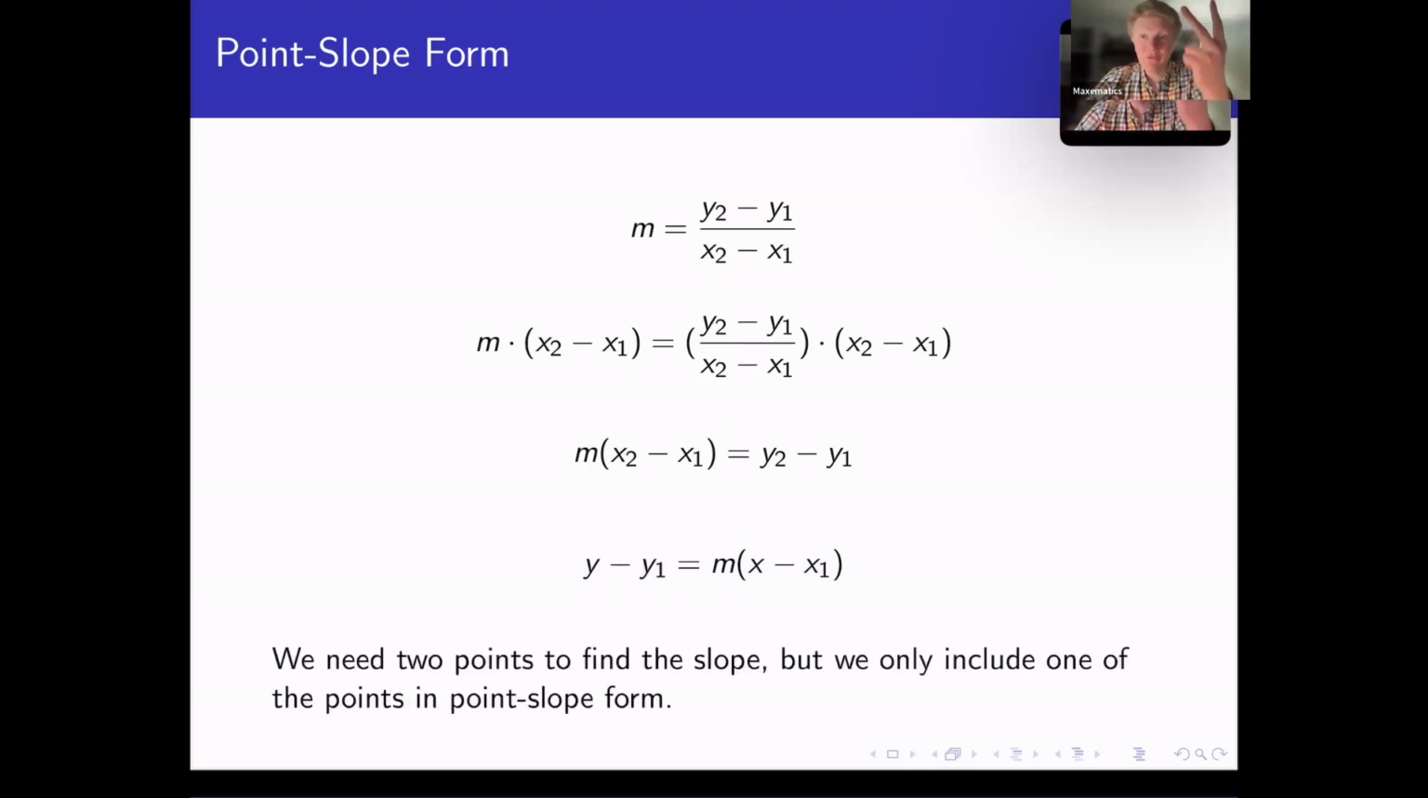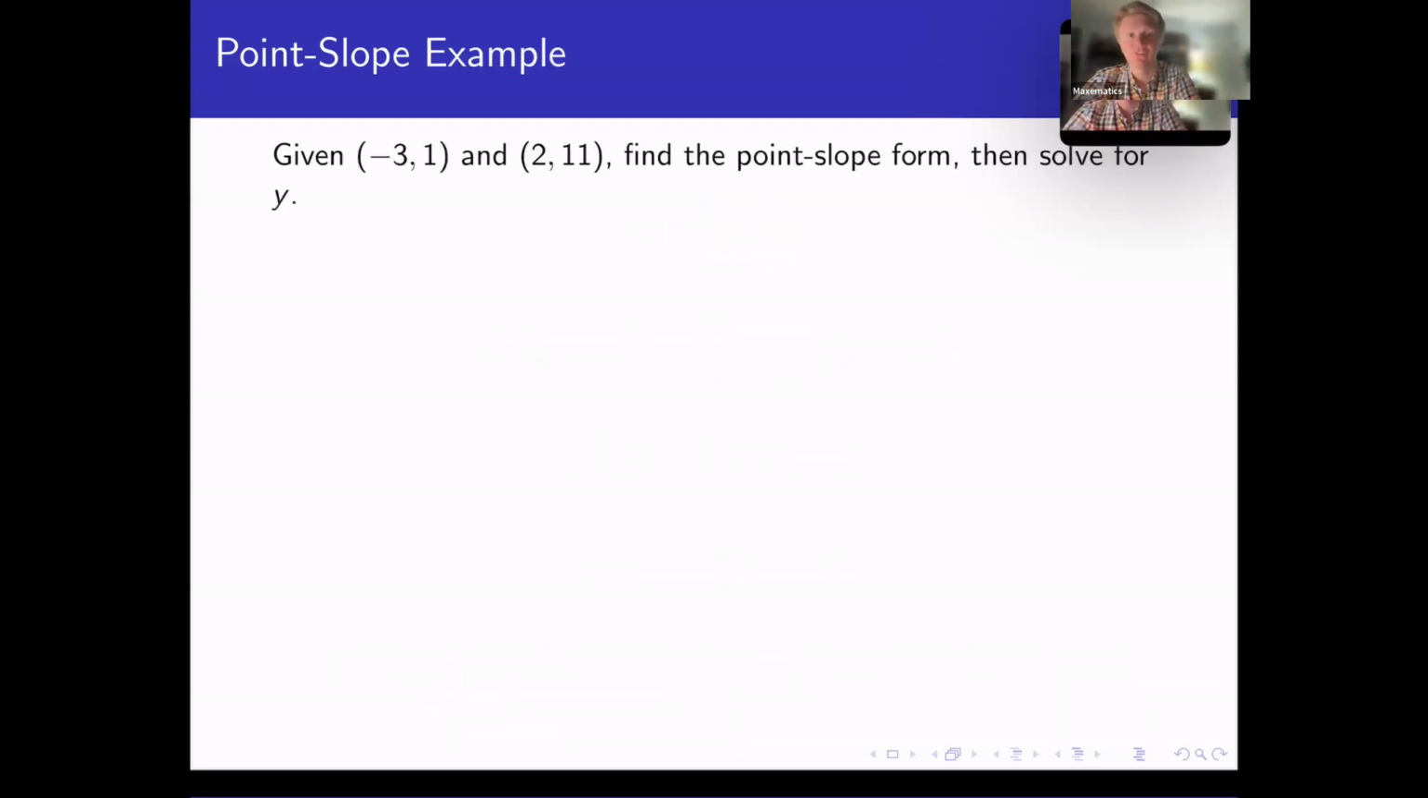So we need 2 points to find the slope, but we only need to include one of those 2 points when we're doing point slope form. Now, it doesn't matter which one we're given. So, we need 2 points to find the slope. That we can't negotiate on. But of those 2 points, when we go to plug it into point slope form, we have a choice of using either point. So let's do just that.